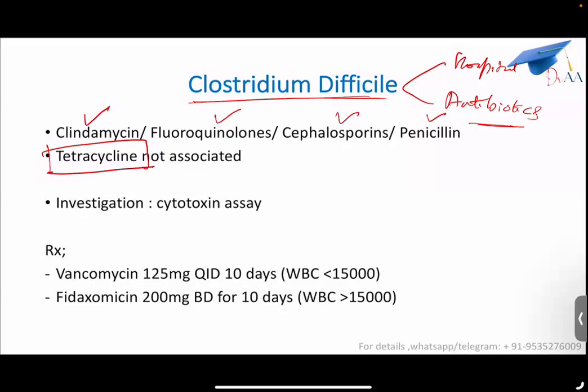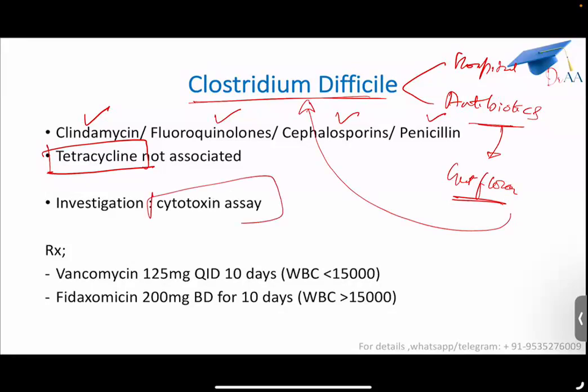What is the investigation of choice? Clostridium difficile is there in our normal flora itself. If you get a stool culture, sometimes it can come falsely positive because it's there in the normal flora. What happens when you take the antibiotic? The normal gut flora is affected. Once normal gut flora is affected, Clostridium difficile will replicate rapidly, resulting in diarrhea. So cytotoxin assay is the best investigation for this.